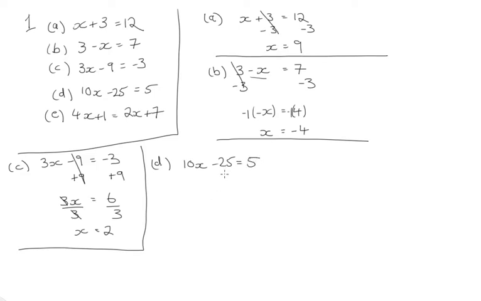All right, let's deal with this minus 25 first. What's the opposite of minus 25? It's plus 25. But because I'm plussing 25 to this side, I have to do it to the other side as well. So they cancel each other out, and I'm left with 10x is equal to 5 plus 25, which is 30.